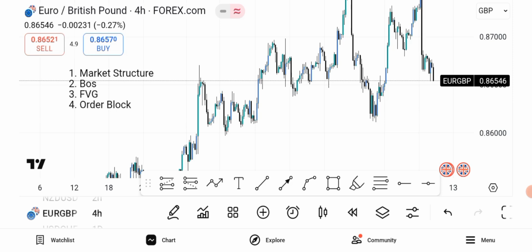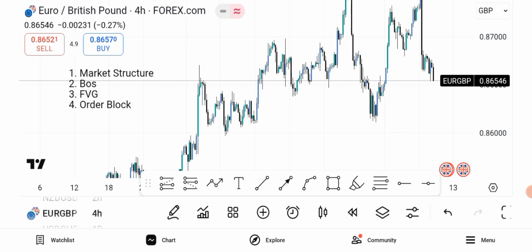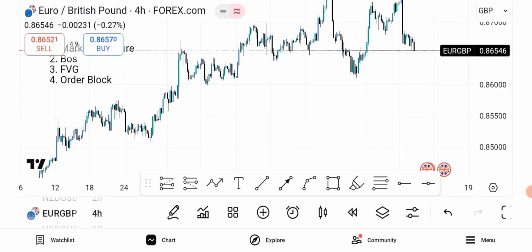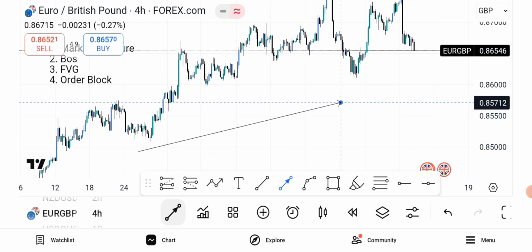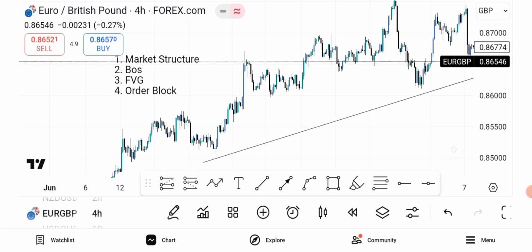We have two types of market structures: downtrend and uptrend. Now, the first thing I was able to identify was that we were involved in an uptrend. What made me say that we were involved in an uptrend? As you can see, we are moving in an upward direction. That was the first sign that told me that we are in an uptrend.